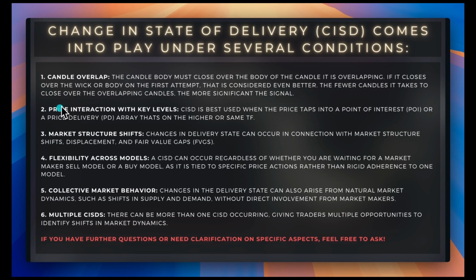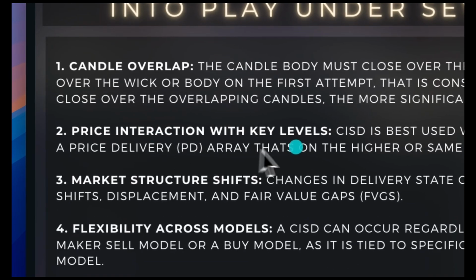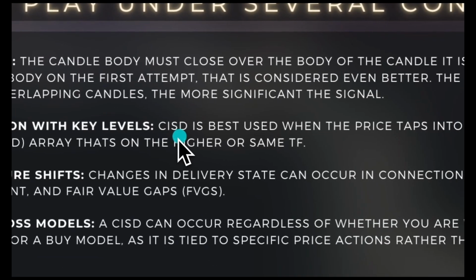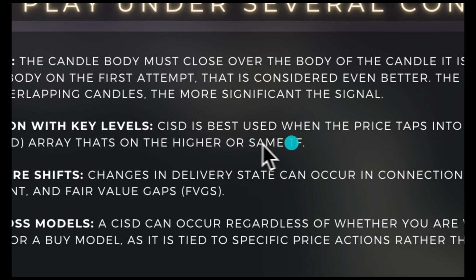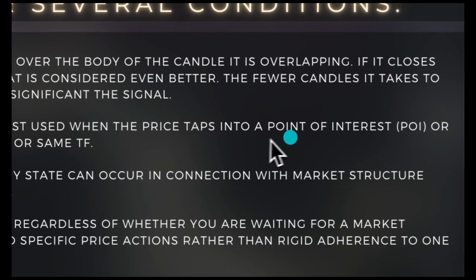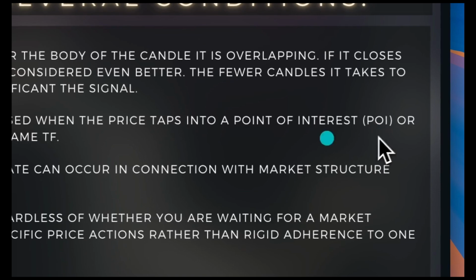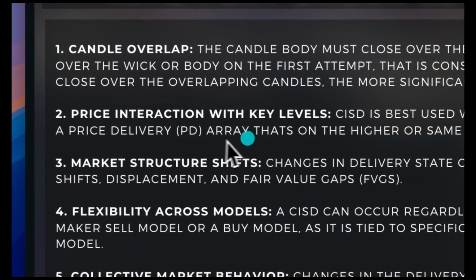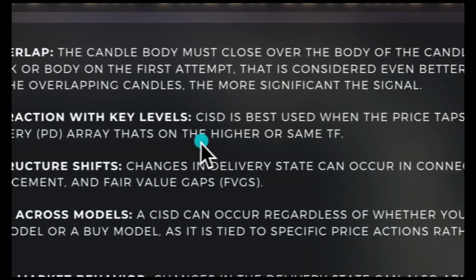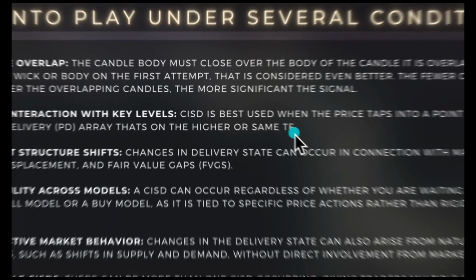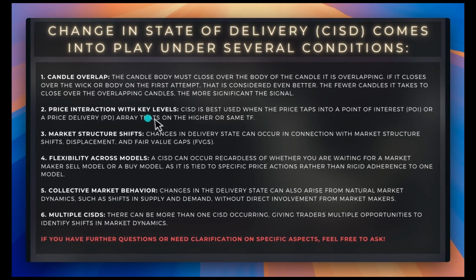Number 2, price interaction with key levels. CISD is best used when the price taps into a point of interest, POI, or a price delivery array that's on the higher or same time frame. Okay, so this is very easy to understand, guys. If you don't know what PD arrays are, just look at my previous ICT videos. It's super easy to understand.